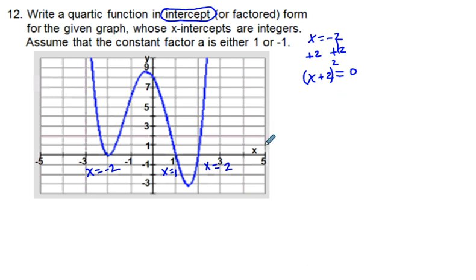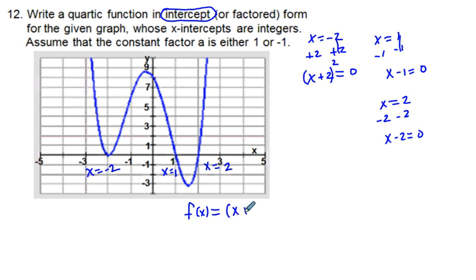And next we have x is equal to 1, and subtracting 1, we have x minus 1 equals 0. So that's going to be another factor. And finally, we're going to have x is equal to 2. And if we subtract 2 from both sides of this equation, we get x minus 2 is equal to 0. So that's a third factor. So our function is going to be f of x is equal to quantity x plus 2 squared times quantity x minus 1 times quantity x minus 2.